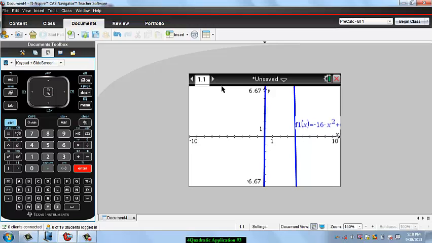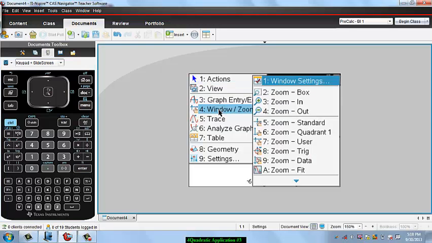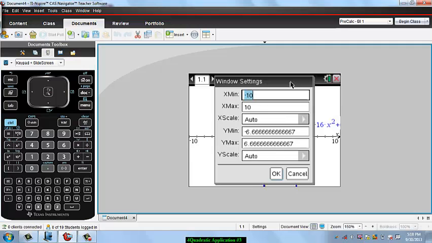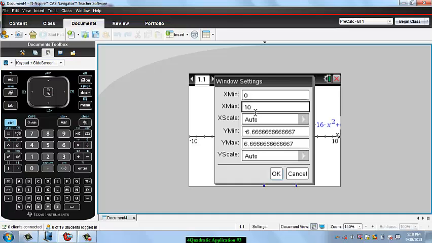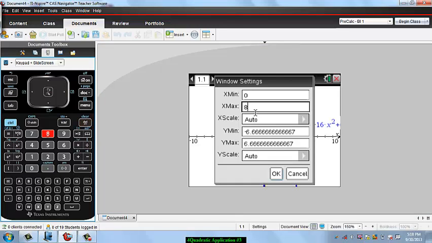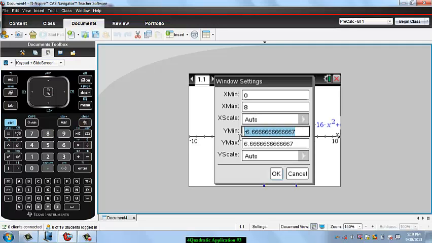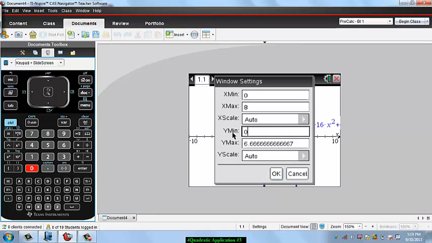I know I've got all this, so we're going to change our window. We're going to go to our menu, we're going to go to our window zoom, go to our settings, and we're going to start at 0. And we know that it hits the ground a little over 4 seconds. So this makes this look a little nicer. So I'm going to delete this and make this maybe 8, just so the window looks nicer. Here, the Y min, we're going to delete that and put that 0 because we care about quadrant 1.